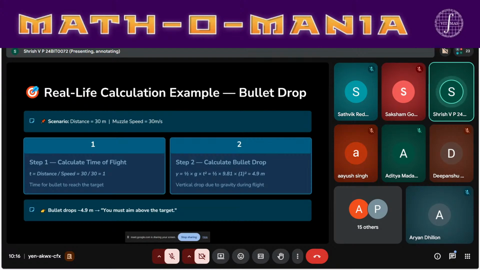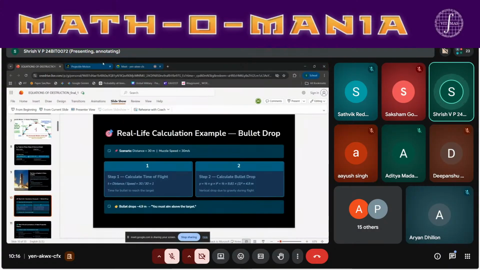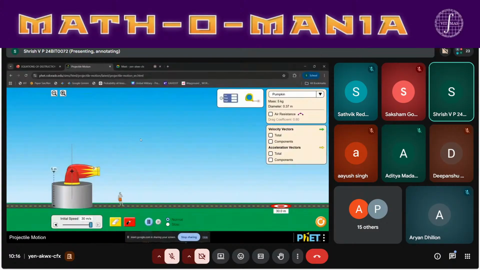Now let us see what happens with the help of a simulation. As we have discussed, the target is present here, 30 meters away from the person who is holding a gun. Let's assume that this is a gun, and the initial speed of the bullet when fired from the gun is 30 meters per second.